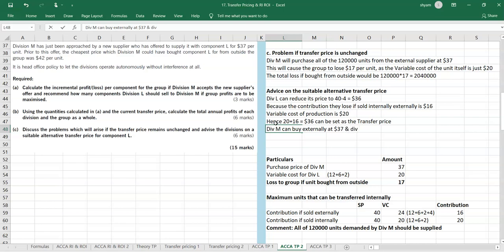Division L can easily match the same price. So the transfer price could ideally be at 37. We can just match what the external supplier is giving. So that's about this answer. Let these points be here, so that you can easily connect it with here and write the answer. So that's about answer C.